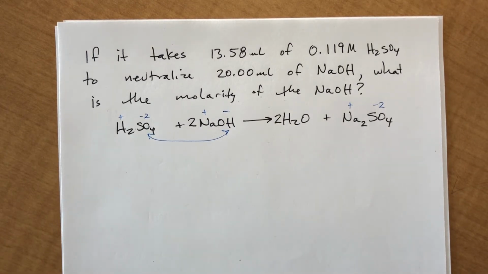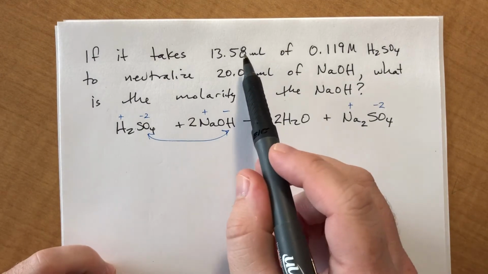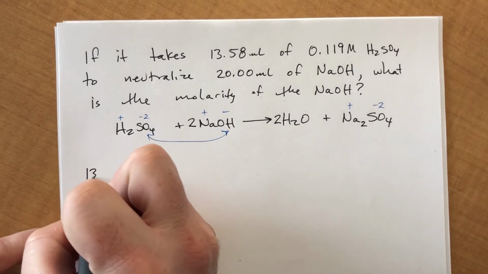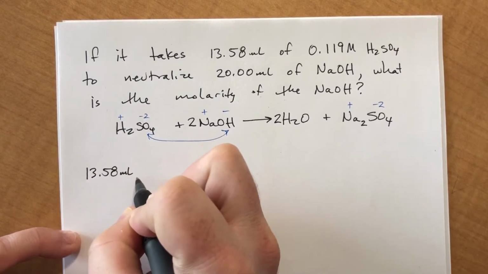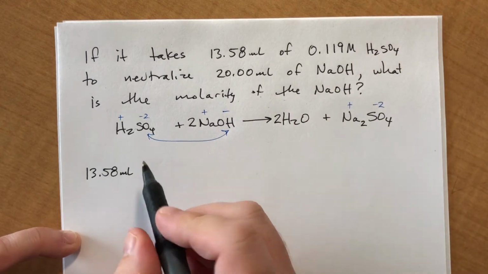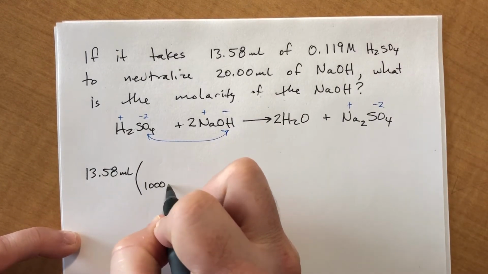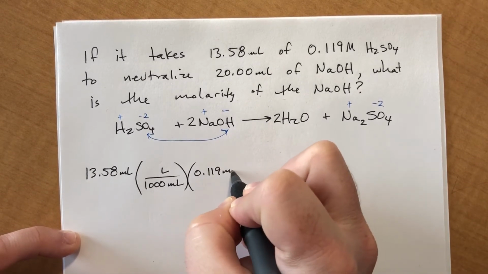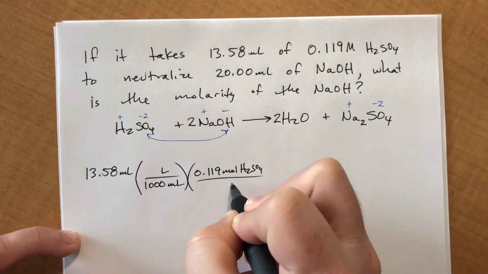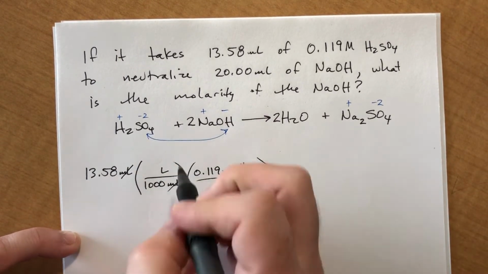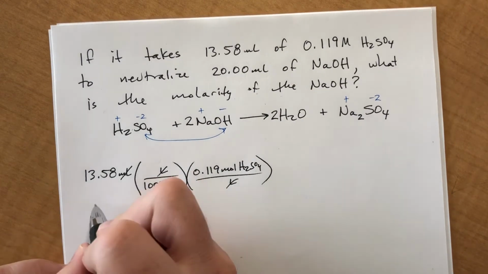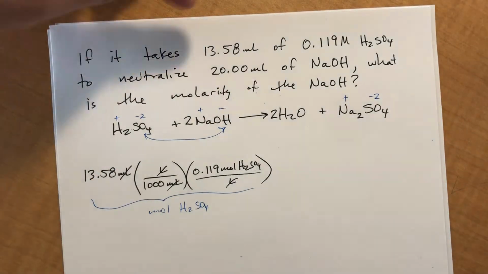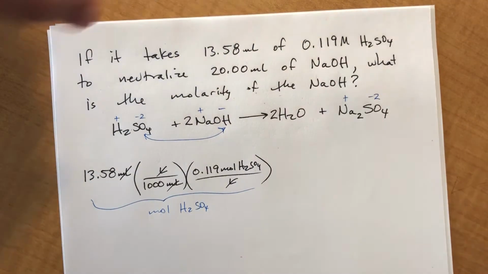So the way we start this problem is we take the compound that we know both the volume and the concentration for, and we solve for moles. This time it's H2SO4. So we have 13.58 milliliters. Molarity is moles per liter, so I'm going to convert this to liters. The concentration is 0.119 moles of H2SO4 per liter. Milliliters cancel out. Liters cancel out. All of this together would give us moles of H2SO4. And we are solving for that because it's the one we know the concentration and the volume for.